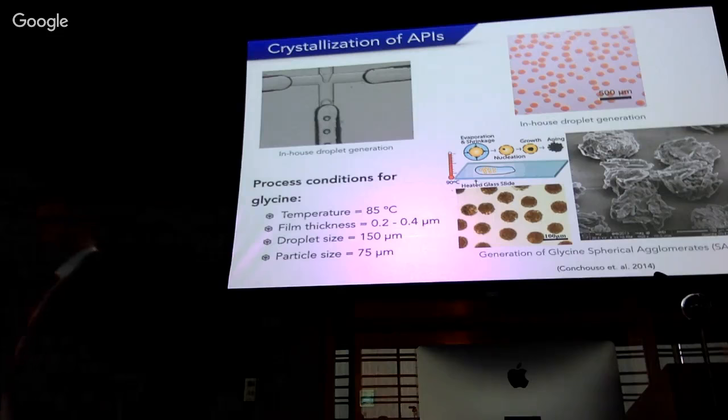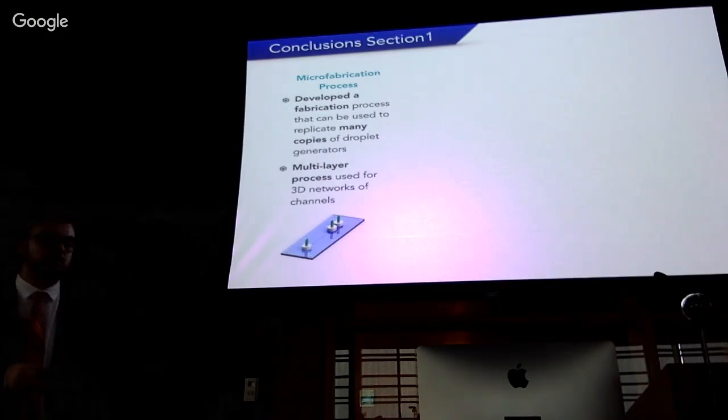So now we have selected geometry, and now we need to use it to create some crystals. So we use the droplet generation, and then through the process that I explained before, we were able to crystallize some spherical agglomerates of glycine, which is a model in pharmaceutical manufacturing. These are the parameters of the crystallization. So this is to close the first section of my dissertation.